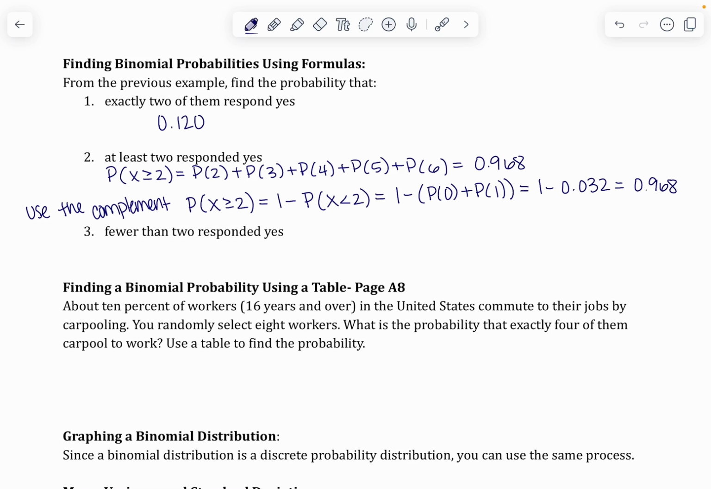All right, third example, fewer than 2 responses of yes, we already found this. The probability that x is less than 2, we said was 0.032.